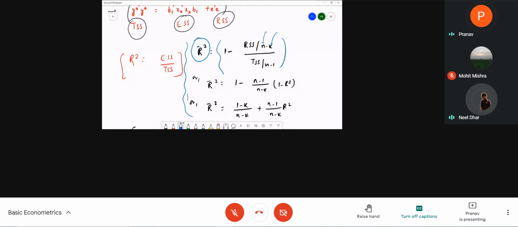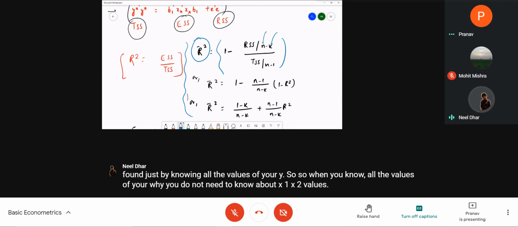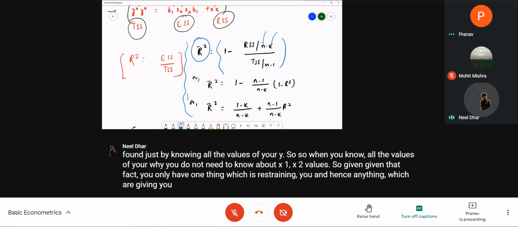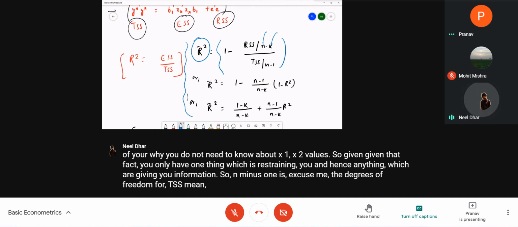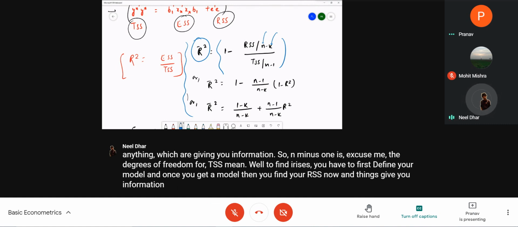Sir, I think TSS can be found just by knowing all the values of your Y. When you know all the values of your y, you do not need to know about x1, x2 values. So you only have one thing restraining you, and hence n things giving you information. So n minus 1 is the degrees of freedom for TSS. Meanwhile, to find RSS, you have to first define your model, and once you get your model, then you find your RSS. Now n things give you information and k things restrict you, so the degrees of freedom will be n minus k.